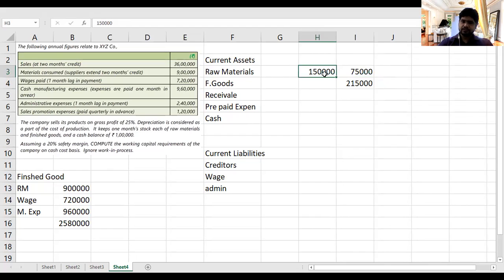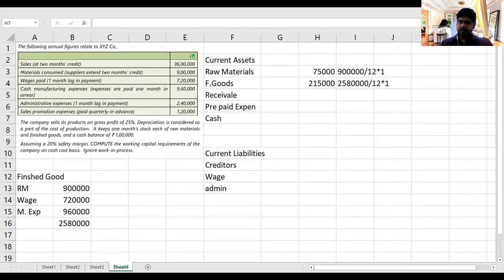75,000, right? And this is equal to 215,000 finished goods. If you have any doubt, you can stop me, and you can ask any questions if you have any doubt, right? And what else? What else? Next one.